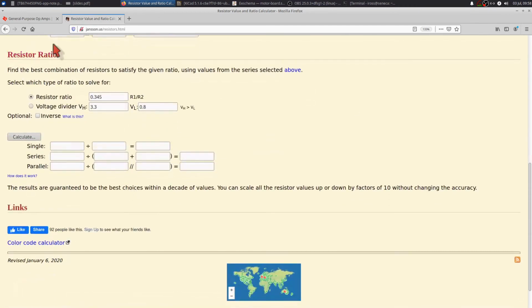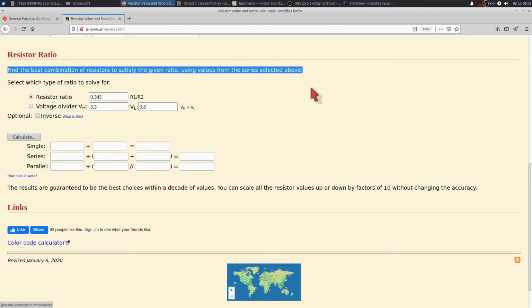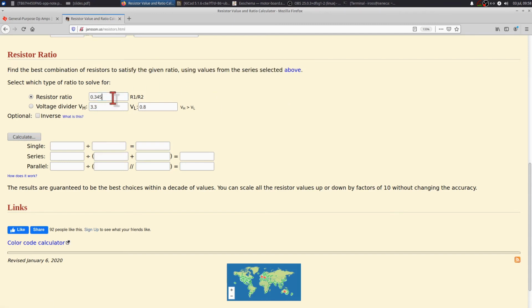You scroll down, you look at this resistor ratio thing, and this will find you the best combination of resistors to satisfy the ratio that you want, using values just from the series that you pick above. So we'll say 29, calculate, and this is just using resistors from the E12 series. Using 2 resistors, you can get within 4.5%. Allowing yourself to use 3 resistors, so either one on one side of the divider and a series pair on the other, or one on one side and a parallel pair on the other.